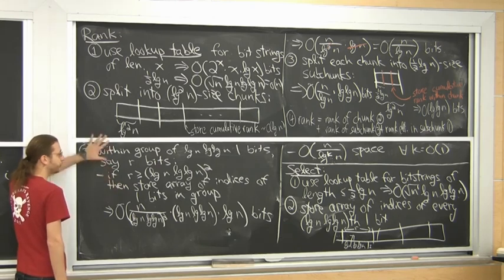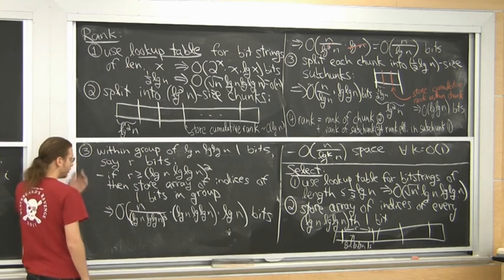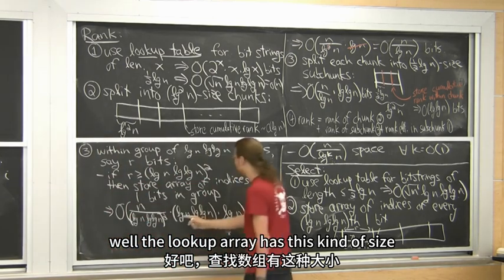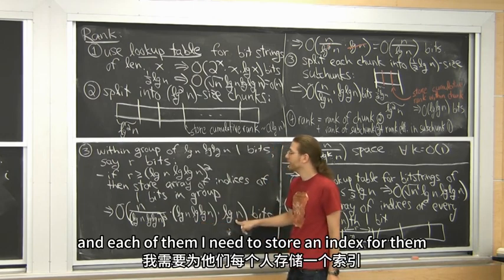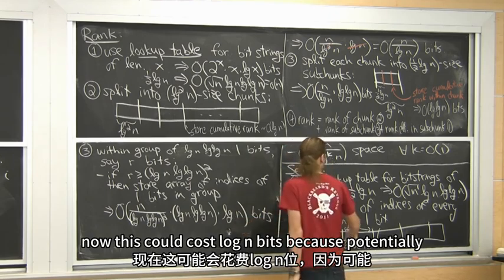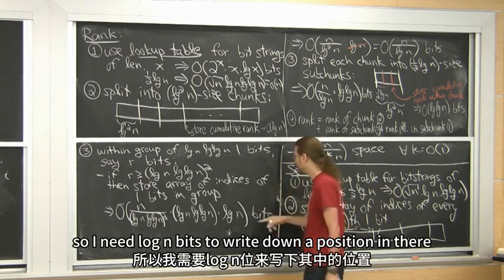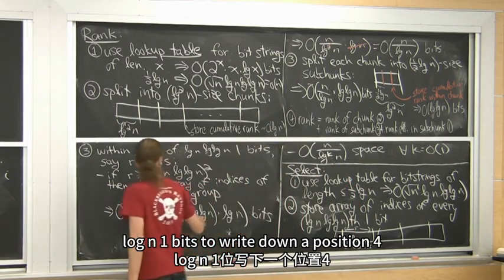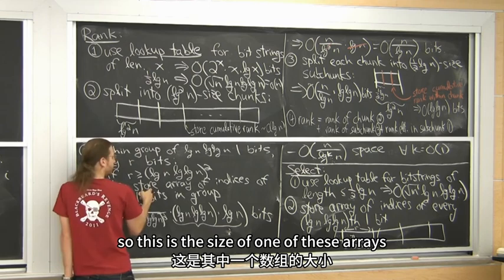How many, if I sum up the sizes of all these arrays, how much do I pay? Well, the lookup array has this kind of size. They're log n 1 bits, and for each of them I need to store an index. Now this could cost log n bits because potentially one of these groups is very large. It could be almost linear size. So I need log n bits to write down a position in there. There's log n 1 bits to write down a position for. So this is the size of one of these arrays.